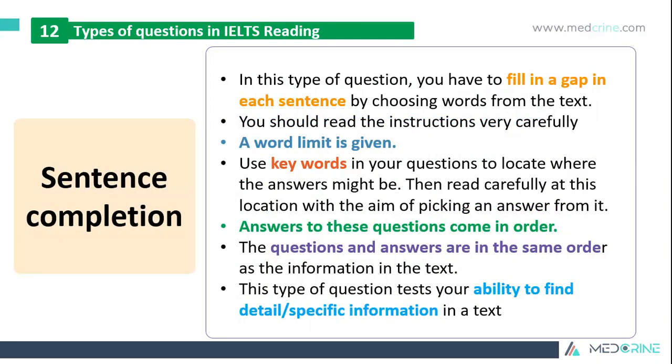Then we move to the next type of question, which is sentence completion. In this type of question, you have to fill in a gap in each sentence by choosing words from the text. You should read the instructions very carefully because you have a word limit. Use keywords in your questions to locate where the answers might be, and then read carefully at this point with the aim of picking the answer from the location.